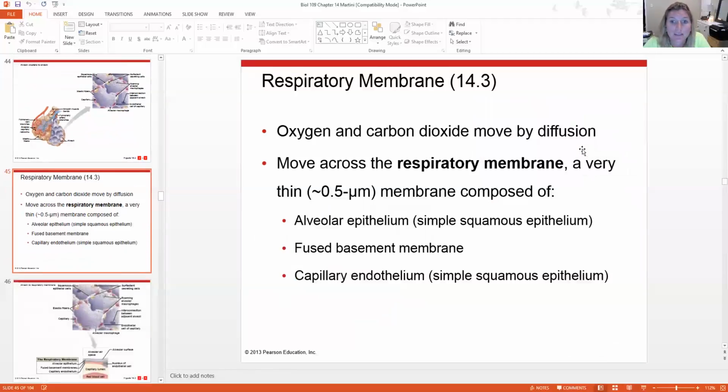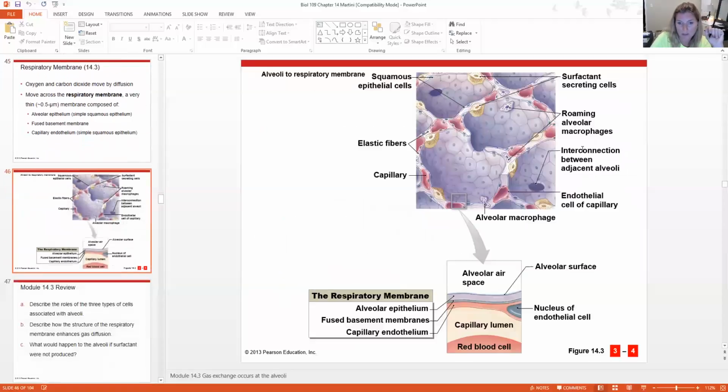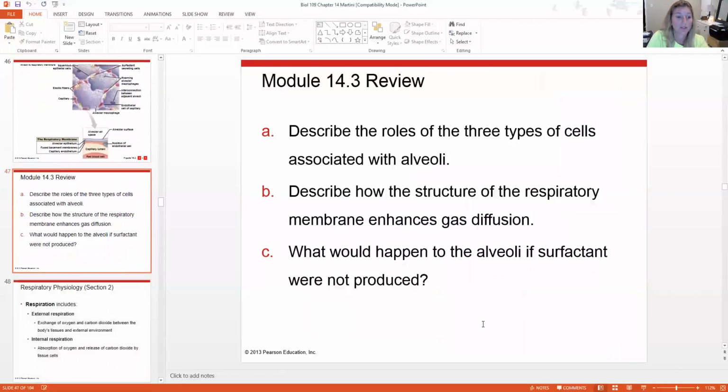The respiratory membrane itself is where oxygen and carbon dioxide move via diffusion. They move across the respiratory membrane, which is very thin, made of that alveolar epithelium, a fused basement membrane, and then the capillary endothelium, which is also simple squamous. Here you see that network. So the alveolar surface, this is the air in the lungs, the alveolar surface, that basement membrane, and then our capillary epithelium, and then the lumen of the capillary where the blood is. You can pause the video here, go back and review.